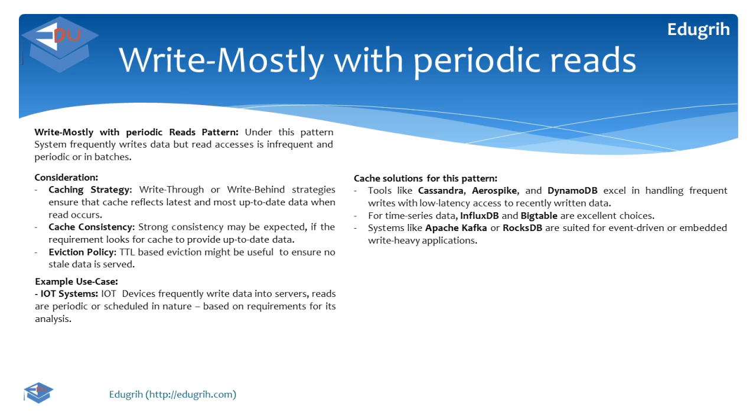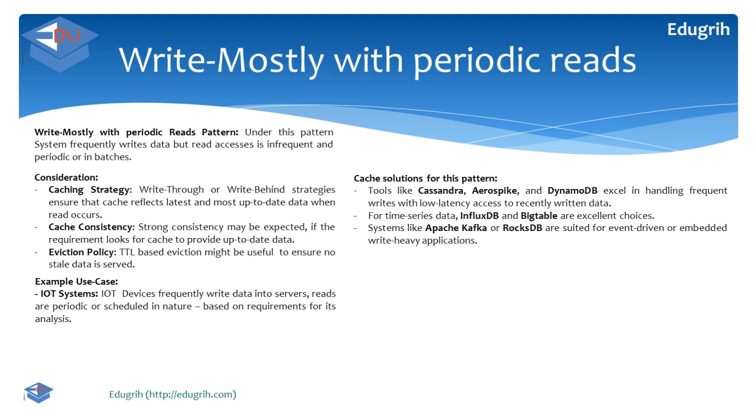Write mostly with periodic reads. Under this pattern, the system frequently writes data, but read access is infrequent and periodic or in batches. Some of the considerations based on caching strategy: write through or write behind strategies to ensure that data reflects the latest and most up-to-date data when a read occurs. Cache consistency: strong consistency may be expected if the requirement looks for the cache to provide up-to-date data. Eviction policy: TTL-based eviction might be useful to ensure no stale data is served.